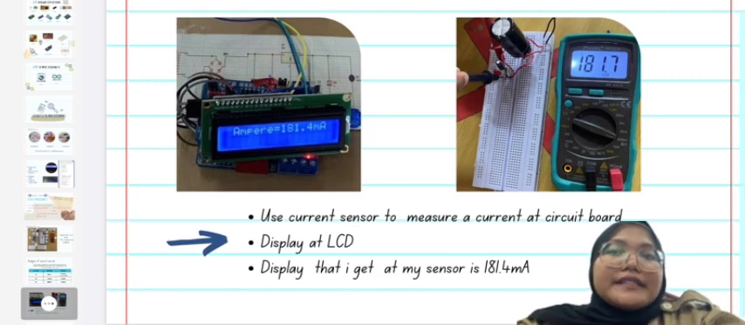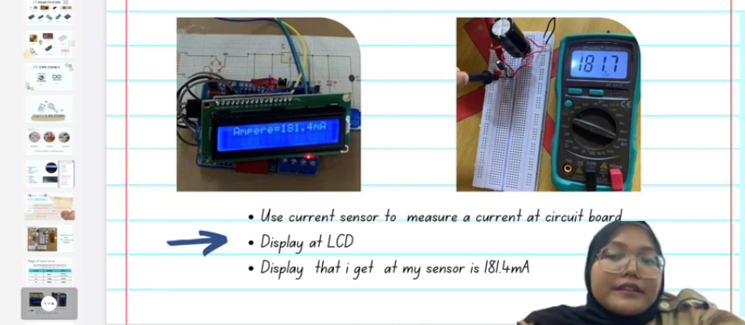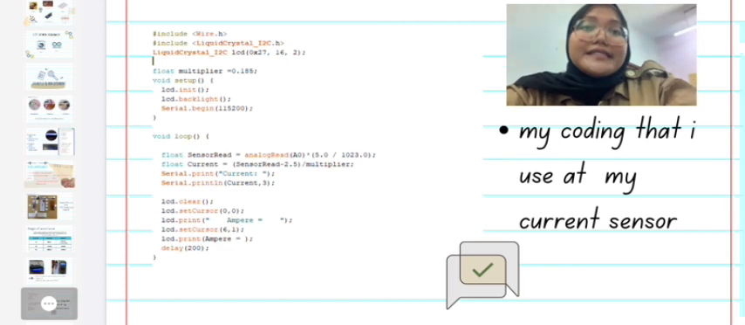I use the current sensor to measure the current at the circuit board, and I get a display on the LCD. The display that I get at my current sensor is 181.4 milliampere, but I also used a multimeter, and at the multimeter I got 181.7 milliampere. This is my coding that I use for my current sensor.